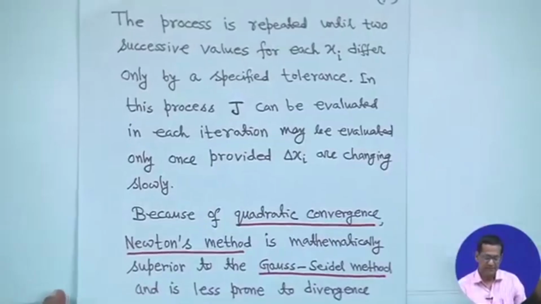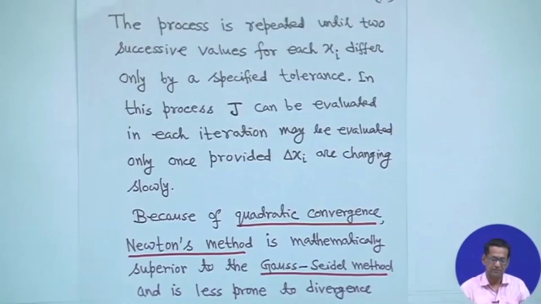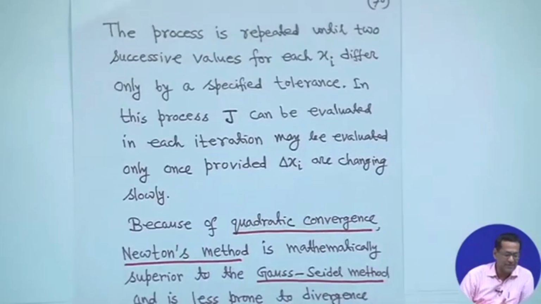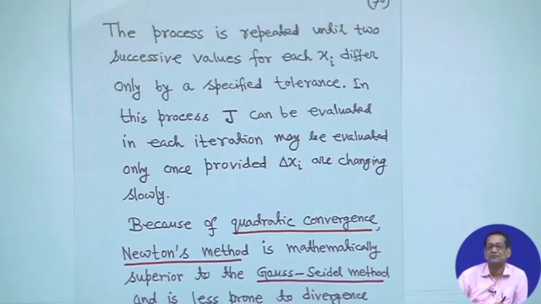The process is repeated until two successive values for each xi differ only by a specified tolerance, because you have to check the convergence characteristic. The same way, later we will see for the Newton-Raphson method, you have to see that the solution has converged. In this process, J can be evaluated in each iteration, or may be evaluated only once provided delta xi are changing slowly. If the change in delta x is very small, then the change in the values of x will be very small.